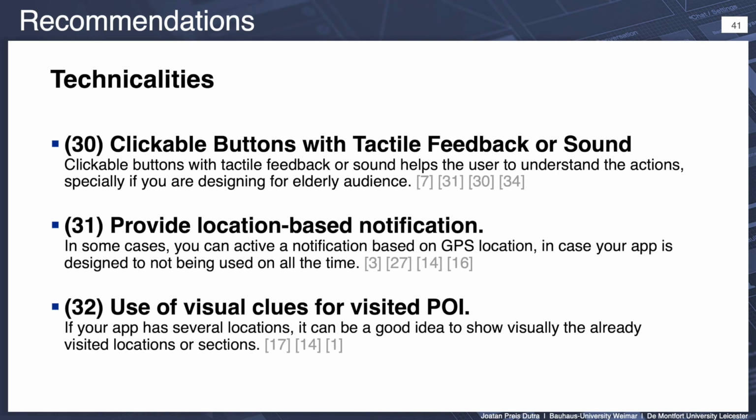And also provide location-based notifications. So you talk about different buildings, so maybe you can say, okay, vibrate my phone when I'm close to a point of interest that I want to see. And also when you work with maps, try to use visual cues about what you already saw and what you still have to go.